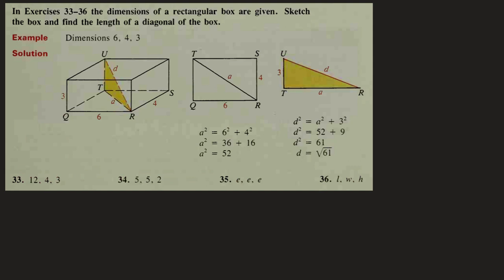All right. I think I'll do one more. I'll do one of these here where it says, in these exercises, 33 through 36, you're given the dimensions of a rectangular box, and they give you a sample here. Sketch the box and find the length of the diagonal of the box. Okay, maybe I'll just go with this 34 right here. No, that's a cube right there. I'll do 34.